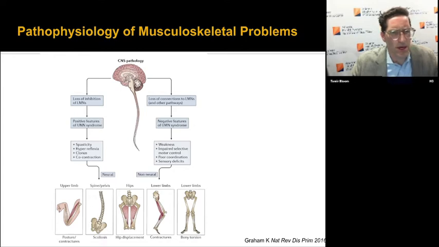The negative symptoms, which are very important to consider, are weakness, impaired selective motor control, poor coordination, and sensory deficits. And these are all going to impact our non-operative and operative treatment options of these problems. It is in large part with the help of therapists that we're able to address some of these issues.